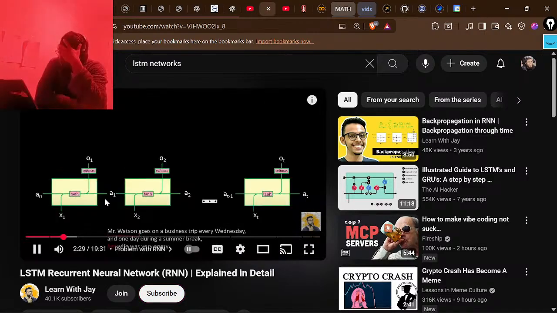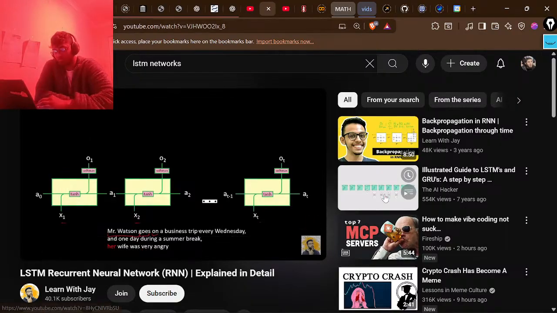Now, the individual words will go as an input to this recurrent neural network. But when we pass this long sentence to the recurrent neural network, it acts.